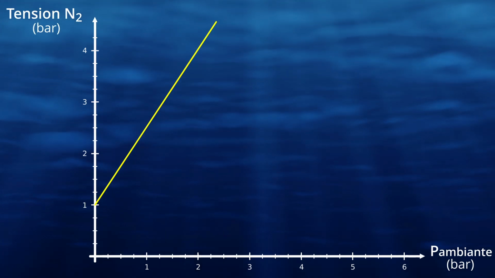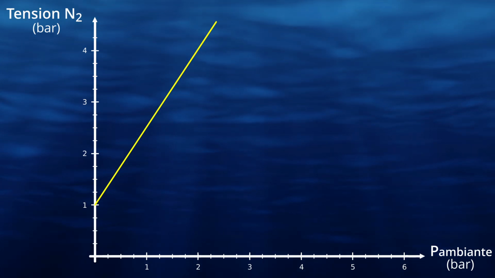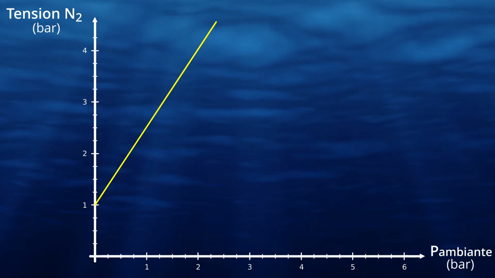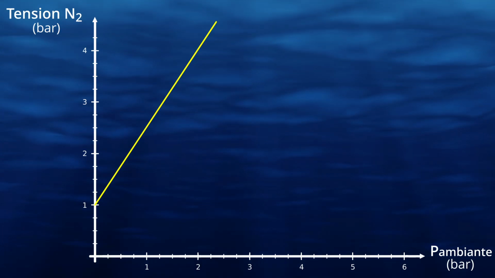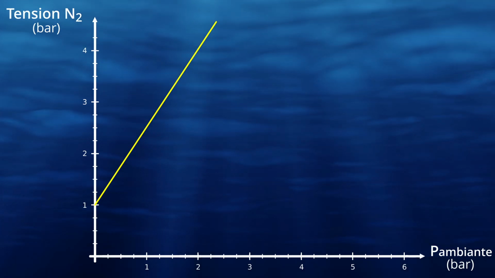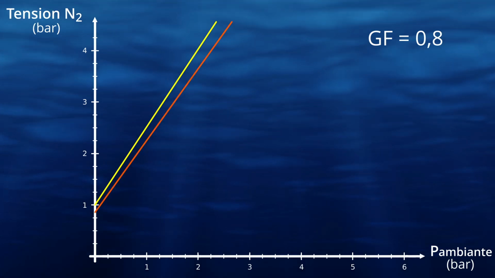A gradient factor is nothing more than a mathematical trick used to reduce the tolerated nitrogen tension in the compartments. Let's go back to our favorite compartment and apply a GF of 0.8. Here is the new M-value line.